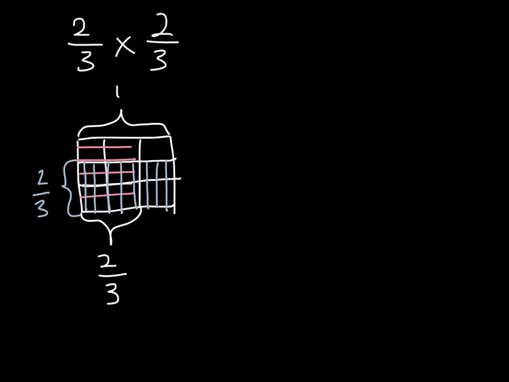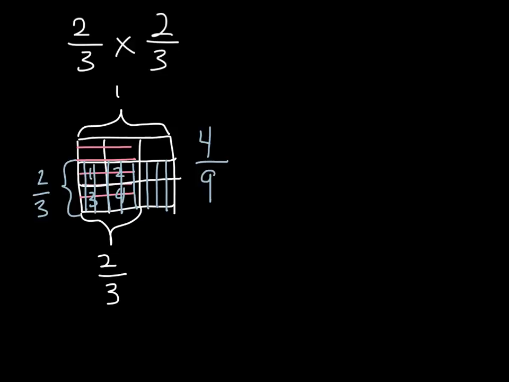my numerator. So I have now, since I've multiplied 3 times 3, a total of 9 equal parts in my whole. So 9 will be my new denominator. And I have 1, 2, 3, 4 of those parts highlighted by both the pink and the blue lines. So I have a total of 4 parts.